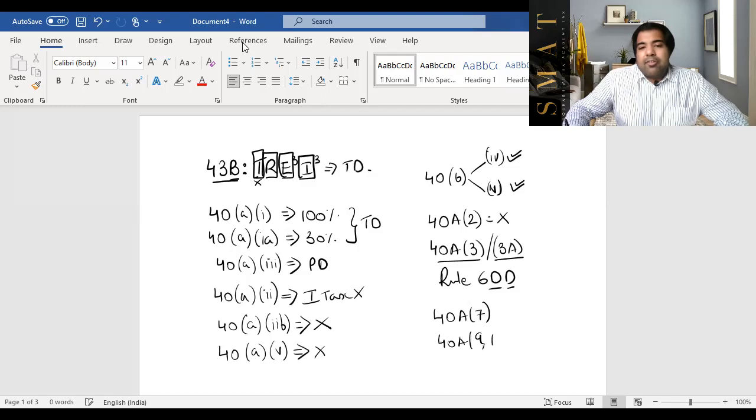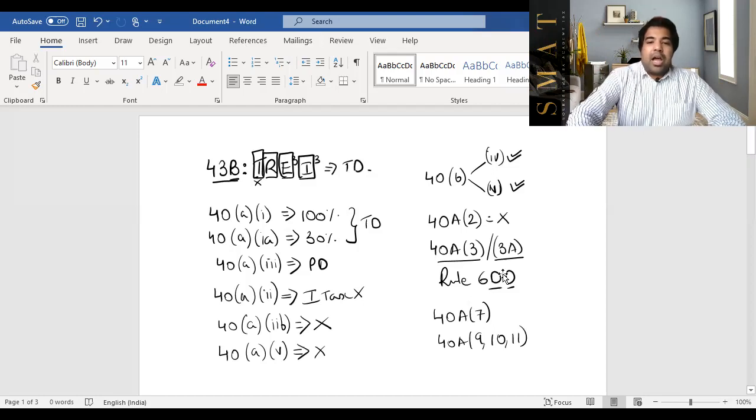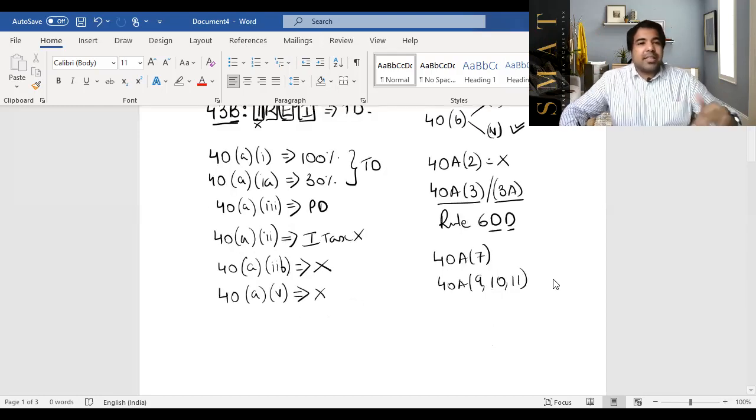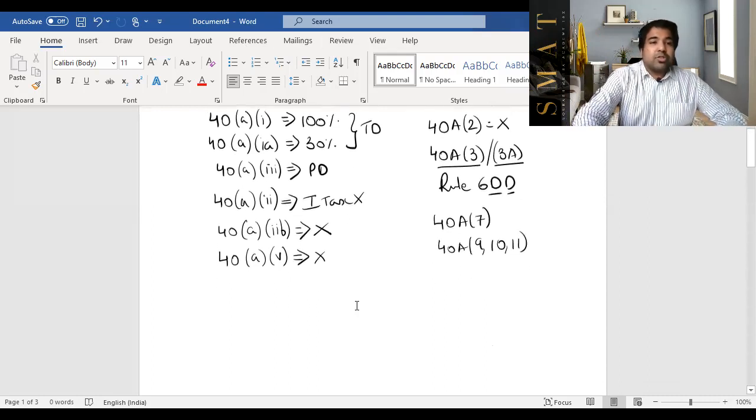40A(9), (10) and (11) say that if you make any payments or any provision to non-statutory funds, something that is not required, like an employee annual party or Holi party, Diwali party, then that provision is not allowed as a deduction. When you finally make the payment for that party, then it will be allowed as a deduction under 40A(9), (10) and (11). I hope we've covered most of the disallowances. In case there's something left, you can always look it up from the book. But these are the disallowances. You should keep these disallowances in mind before you actually look at deductions.